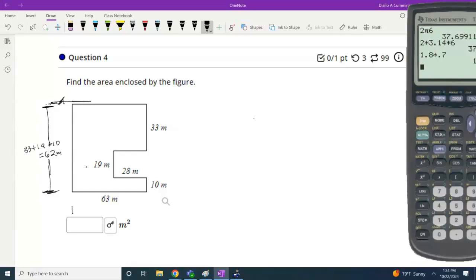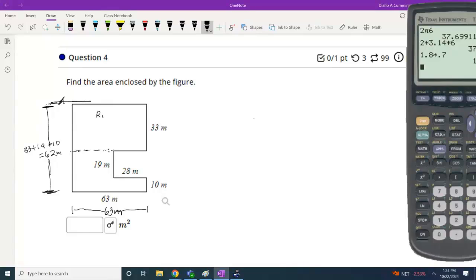All right, next I want to find the overall length. It seems like they give us the overall length, right? It's 63 meters from the bottom. So that's the first thing: find your overall length and your overall width. The next thing I'm going to do is break this up into different figures. You may cut it up differently than I am, but I'm going to draw a horizontal line here.